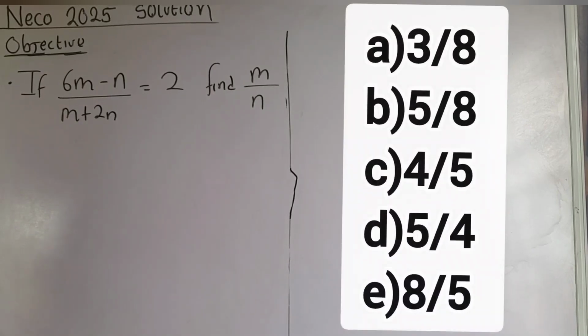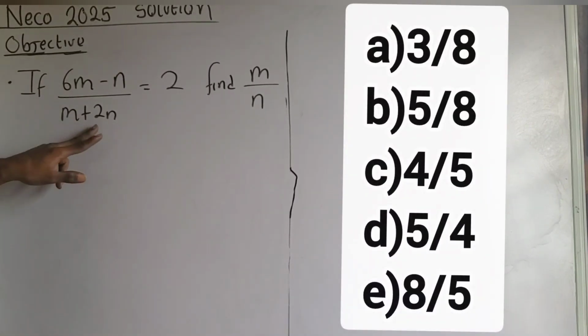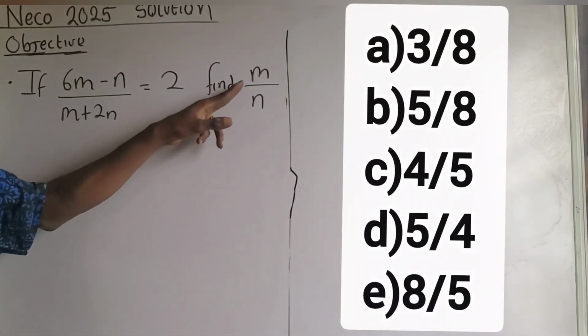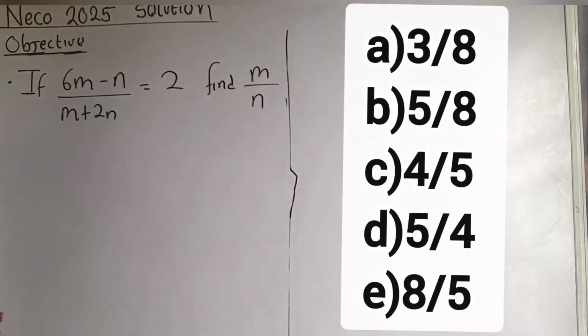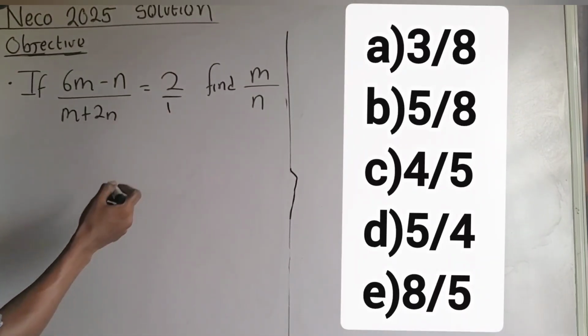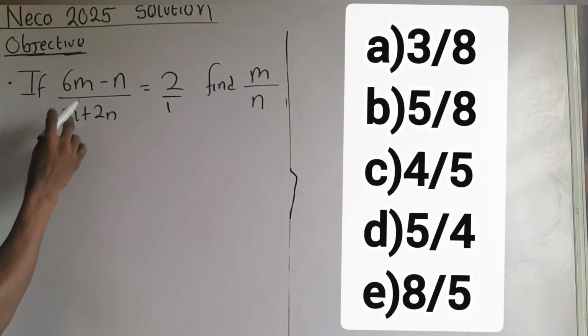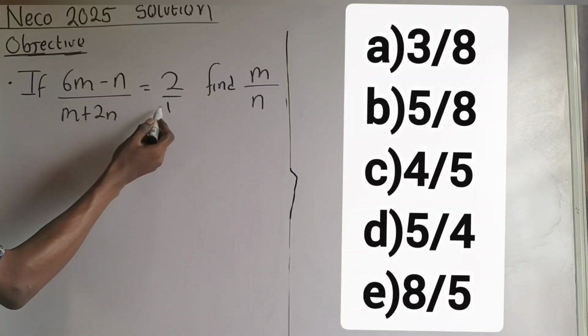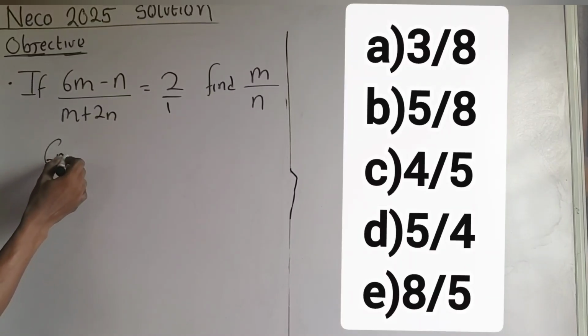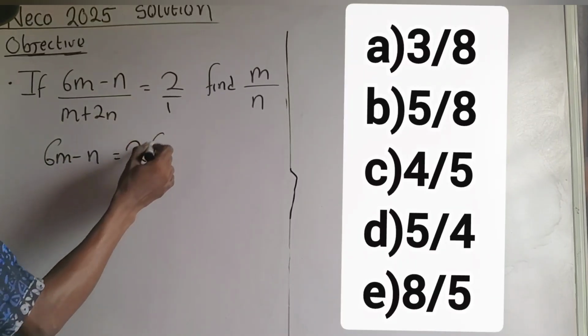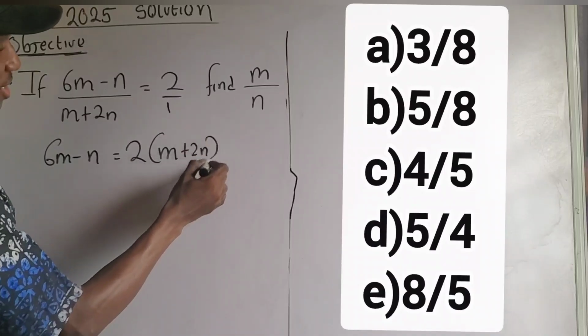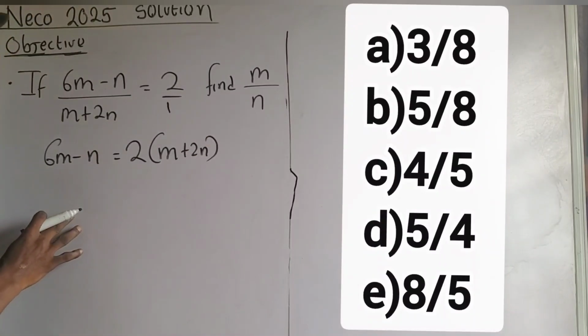If 6m minus n all over m plus 2n equals to 2, find m over n. Okay. If you want to solve this question, please pay attention. The first step is to cross multiply. So I'm going to have 6m minus n multiplied by 1 equals to 2 multiplied by m plus 2n. Do you get it?